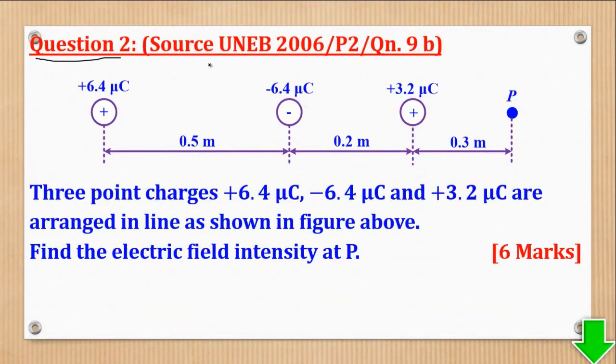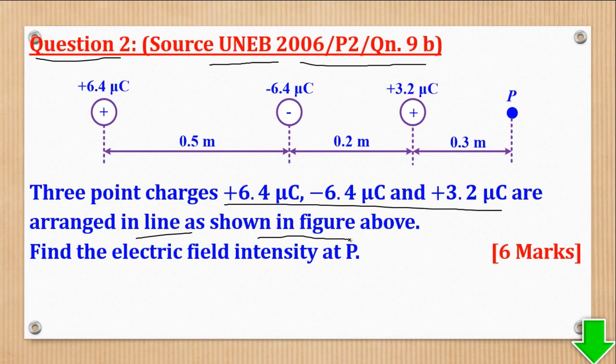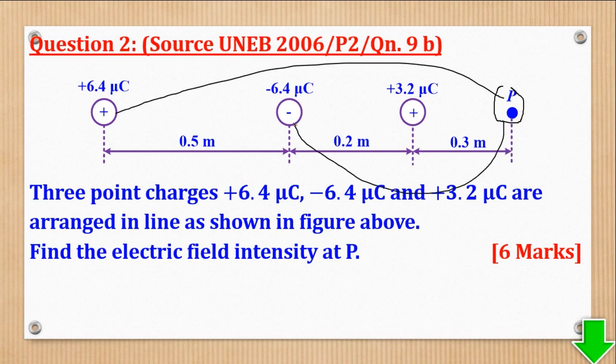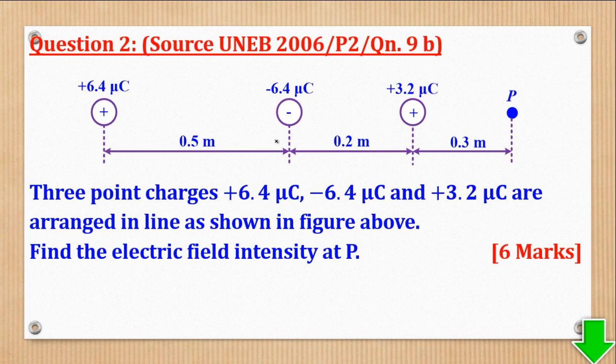Now we shall go to question 2, which came from UNEB 2006, paper 2, question 9B, and says 3-point charges, these ones, are arranged in line as shown in the figure above. Find the electric field intensity at point P. So just like it was for electrostatic force, even here there will be electric field intensity at P due to this charge, and also electric field intensity at P due to this charge, and also electric field intensity at P due to this charge.